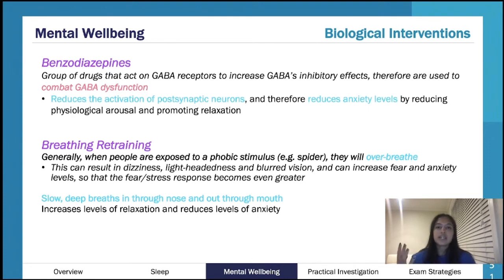And obviously, with the actual physiological symptom of overbreathing, you can get dizziness, lightheadedness, blurred vision because of this reduced oxygen intake and reduced carbon dioxide output, I suppose. And then again, that can cause another panic as well. So learning to not overbreathe and learning these breathing techniques can be really helpful in the circumstance that you are exposed to your phobic stimulus and you feel that sort of panic coming in.